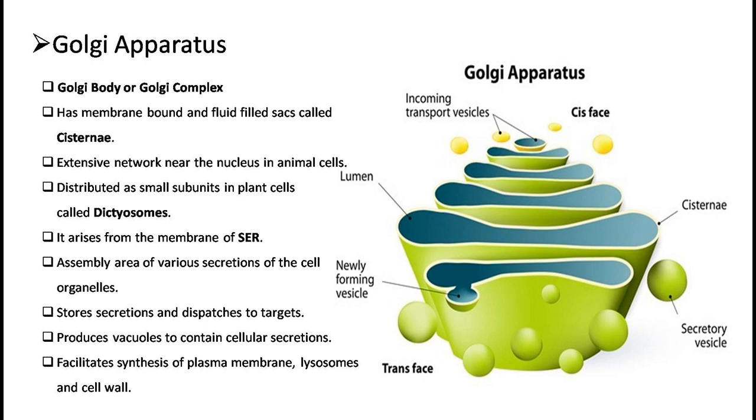It arises from the membrane of the smooth endoplasmic reticulum, and it forms the assembly area of various secretions of the cell organelles. How does it do that? It stores the secretions and then dispatches them to various intracellular and extracellular targets. It also produces vacuoles that contain various cellular secretions like enzymes, proteins, etc. It also facilitates the synthesis of plasma membrane, lysosomes, and cell wall.